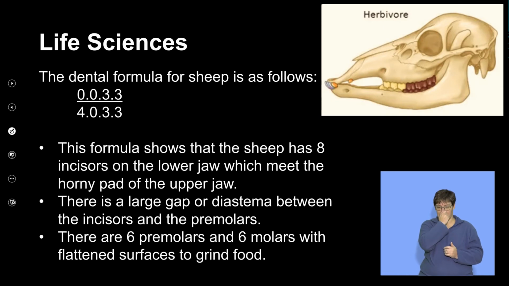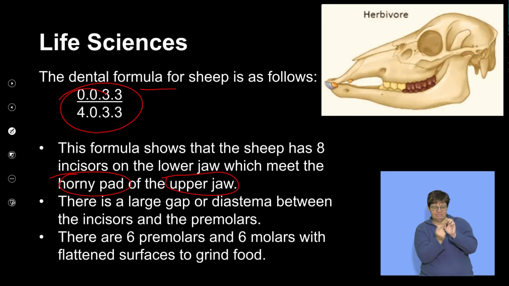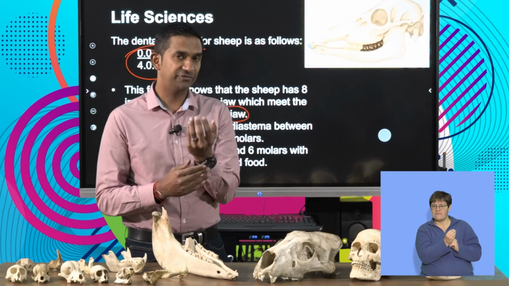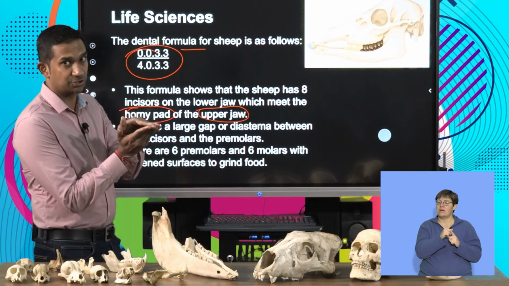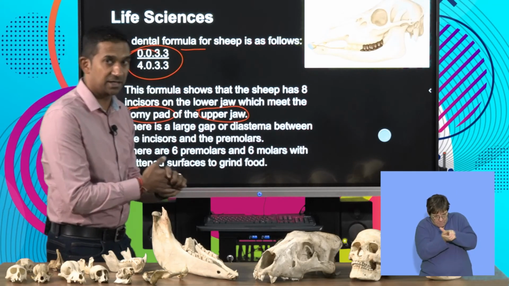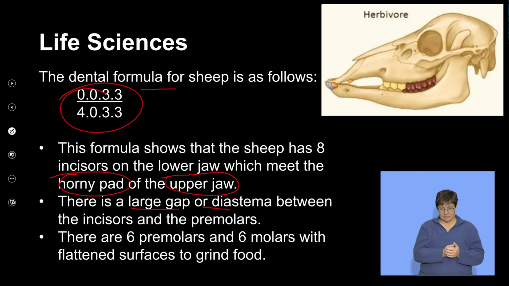Right. It's important that the dental formula of sheep is unpacked as follows. I did that earlier on. We must take note that there is a horny pad on the upper jaw. And often if you open the upper jaw of a herbivore, you'll find that it's got a flat, bony pad, and that again allows for the incisors to hold on to so that the pulling of that grass or plant material can happen. So there's a large gap or a diastema between the incisors and the premolars.